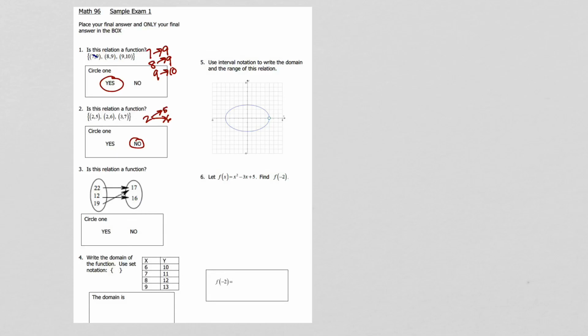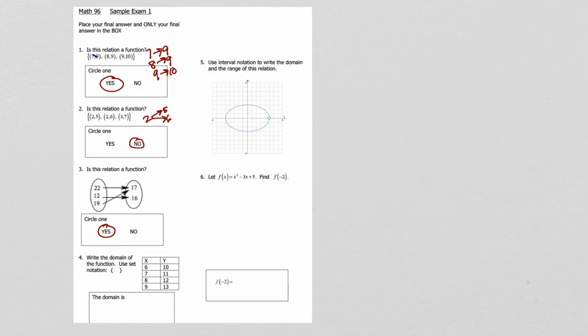And in number 3 here, 22 goes only to 17, 12 goes only to 16, and 19 goes only to 17. Now, it turns out that the 22 and the 19 both go to 17, but that's okay, right? Because each input goes to only one output. It's not like the 22 is going to 2 different places. So let's say yes, this is a function.